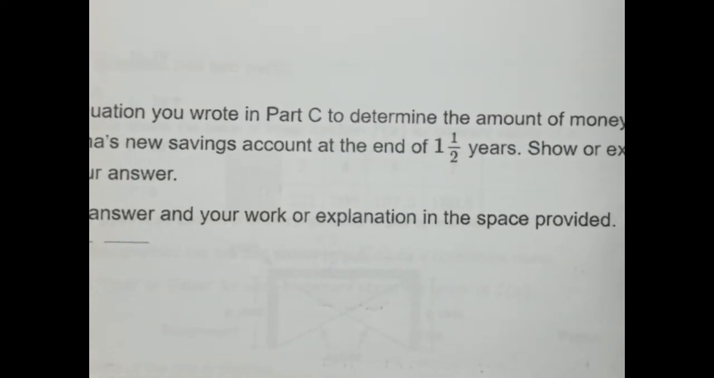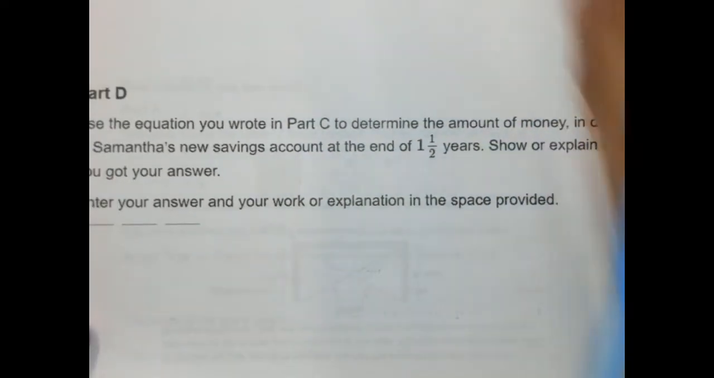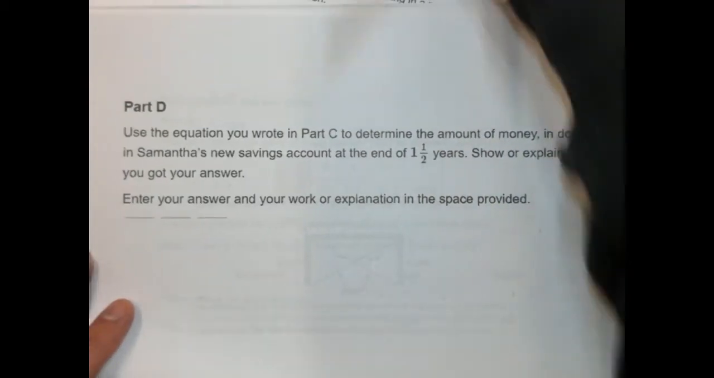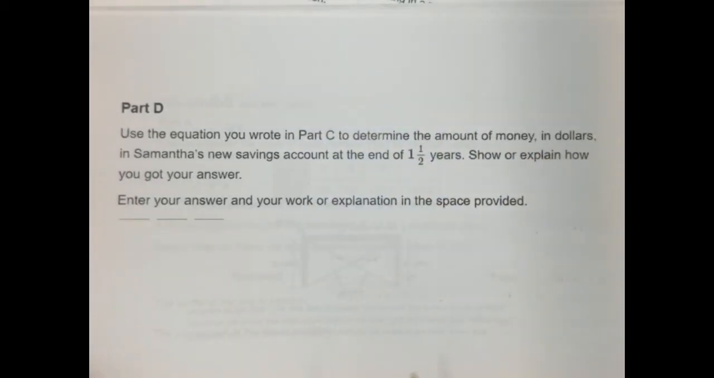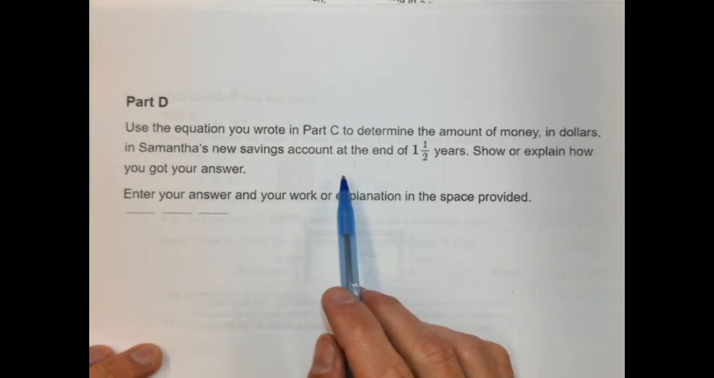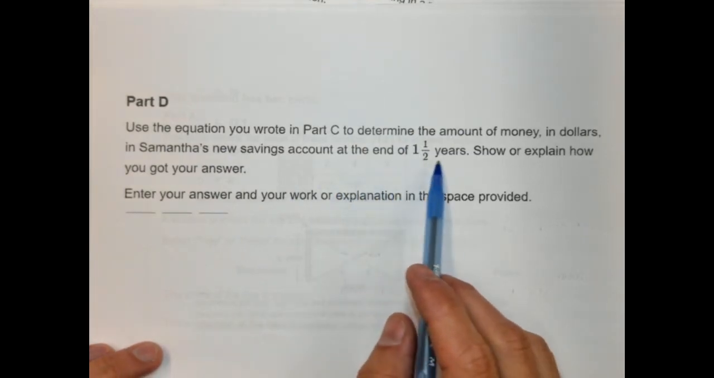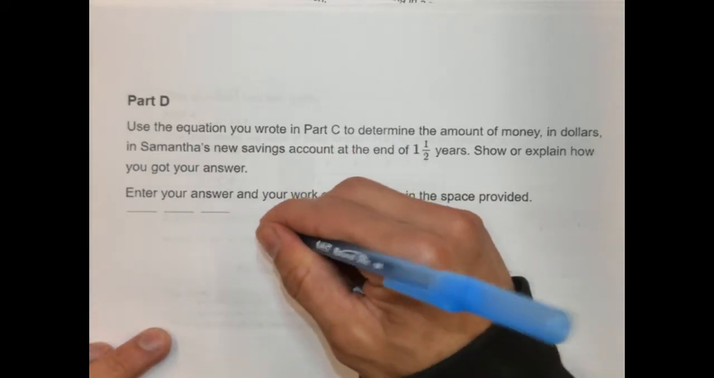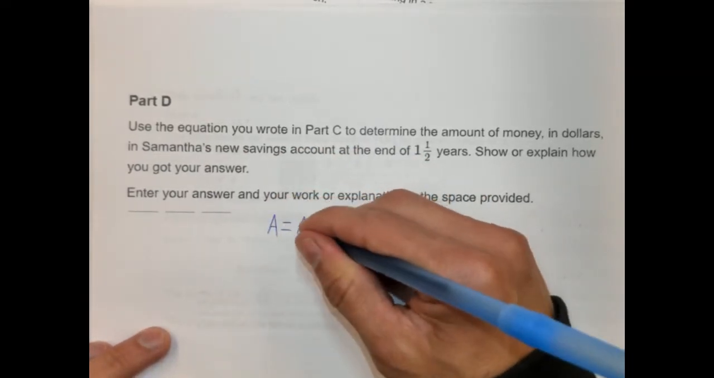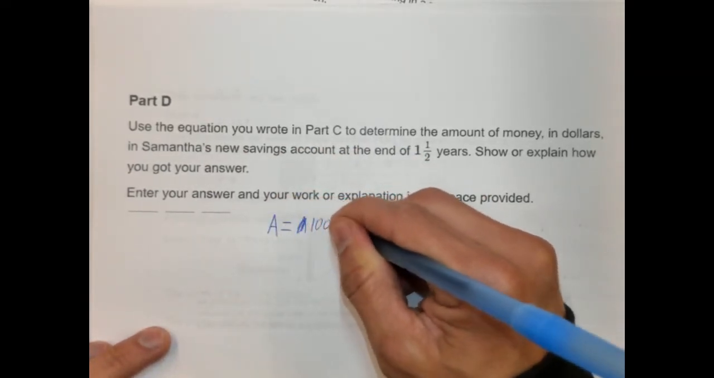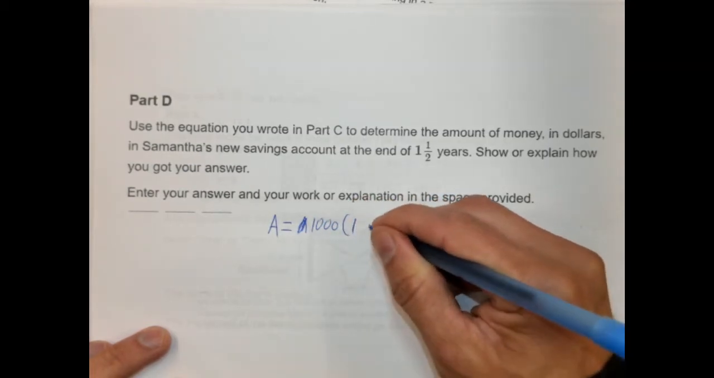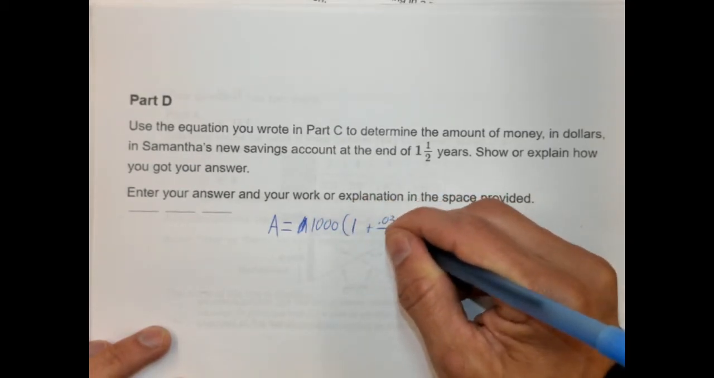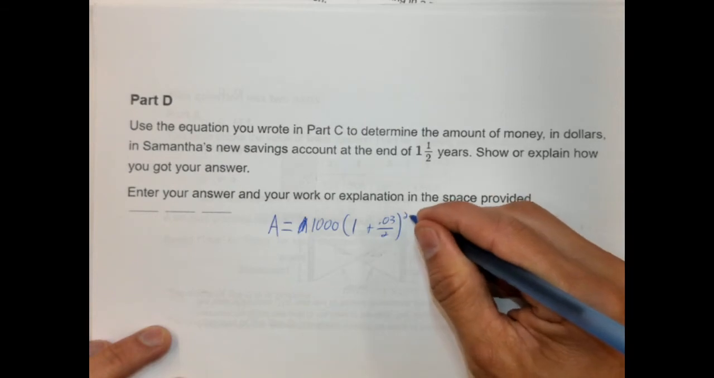Use the equation you wrote in part C and determine the amount of money in dollars in Samantha's new savings account at the end of a year and a half. Show or explain how you got your answer. So yeah, that's exactly what we're going to do. We're going to solve this. We'll simplify it rather. 1,000 times 1 plus 0.03 over 2, to the power of 2 times 1.5.